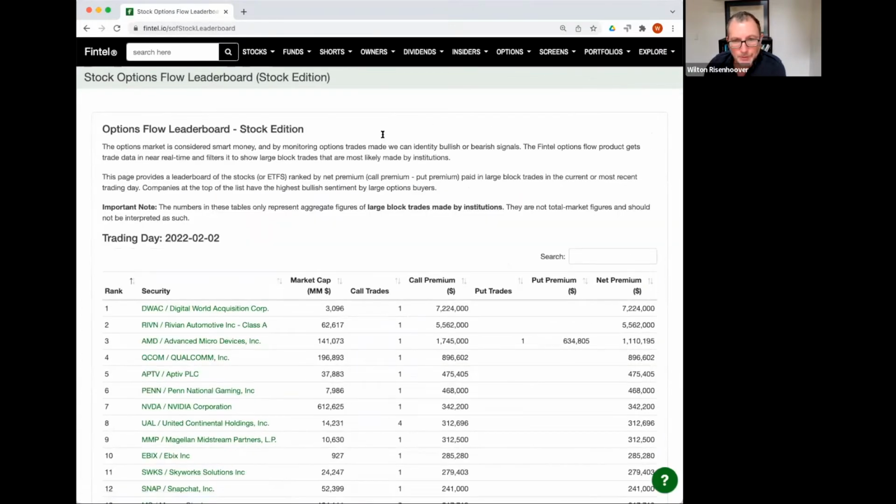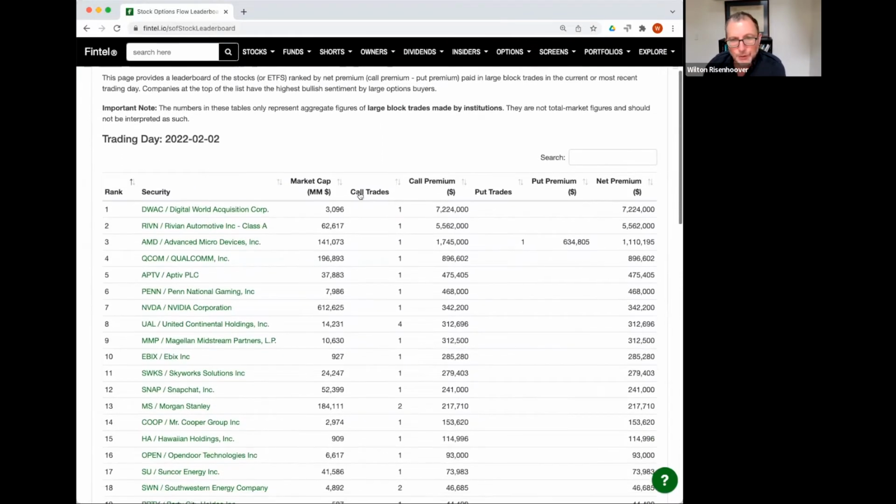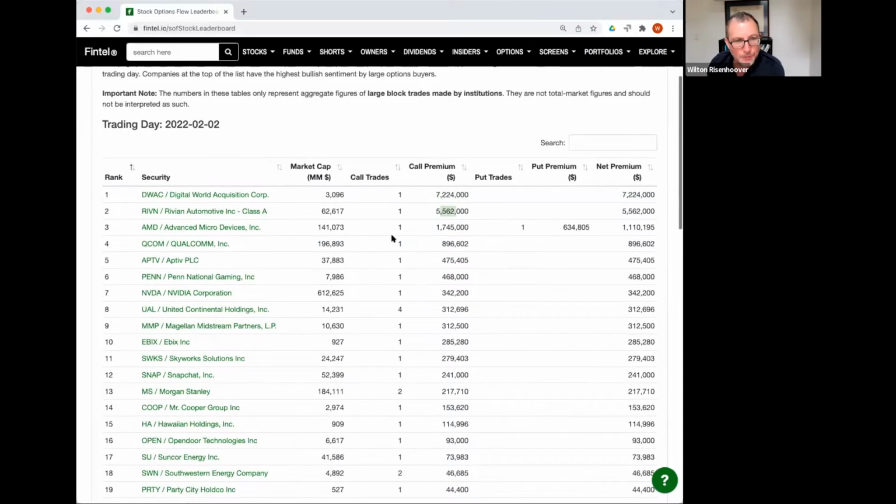This basically sorts the day's trades. So this is for today, based on total net premium paid, when I say net call premium. So here's that one trade that was made for DWAC, $7 million. There was only one that we have on record. There were no put trades today, so there's no put premium. So the net call premium, net bullish premium, was $7 million. You can go further down here. There's another one for $5 million for Rivian Automotive, and so forth.